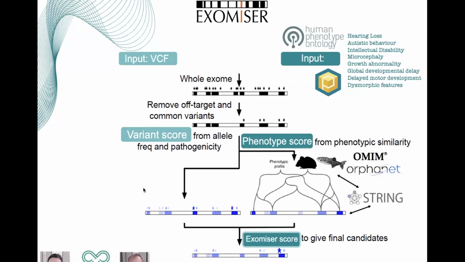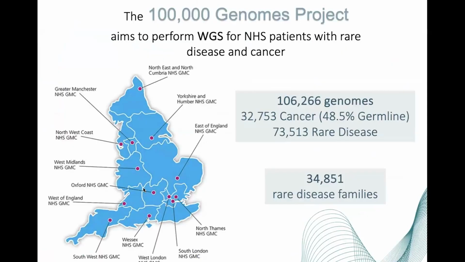These two scores are then combined using a logistic regression model to generate a final combined score that is used for the actual ranking of the candidate variants. So now that we know what Exomiser is, I would actually like to move on to an example of a real data application by showing you our recent reinterpretation project within the 100,000 Genomes Project.